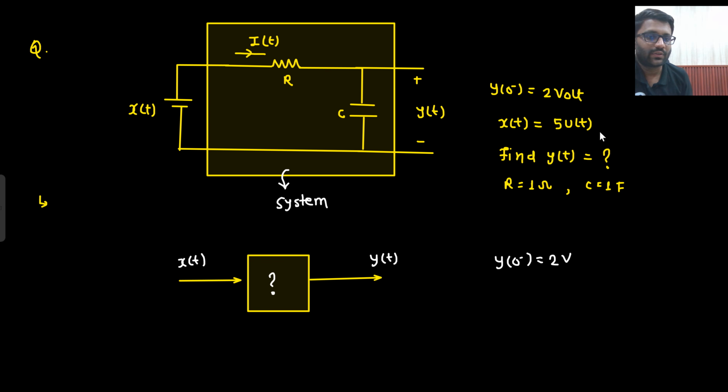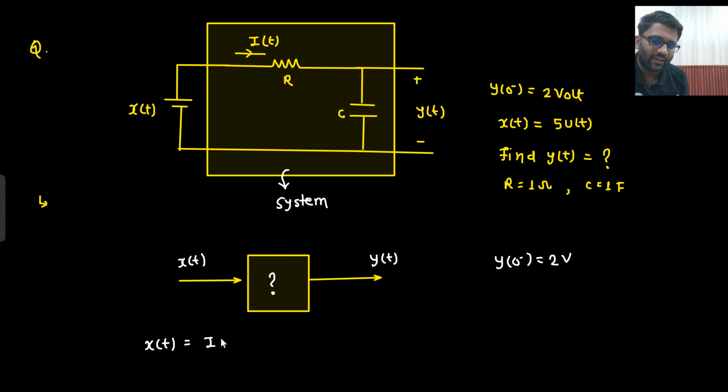So even when the input was not there, still there was some output. So can you write down the equation between xt and yt? The equation should be purely in the terms of xt and yt. So let's write down. I am applying KVL. This is a voltage, this is also a voltage.